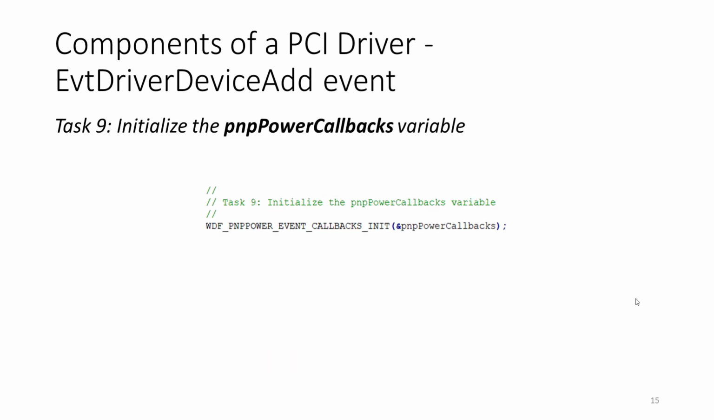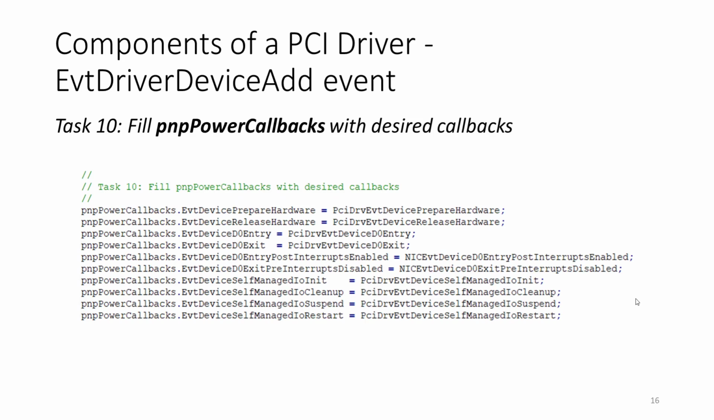Task number 9, initialize the pnpPowerCallbacks variable. To initialize the pnpPowerCallbacks variable, we need to use the WDF_PNPPOWER_EVENT_CALLBACKS_INIT function. The function accepts as a parameter a pointer to the callback structure.